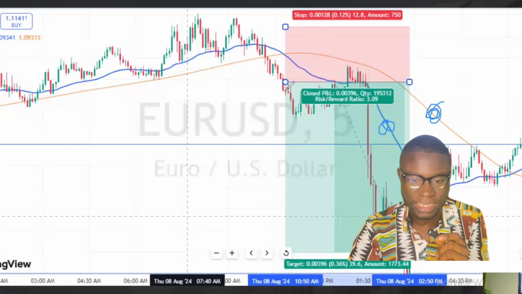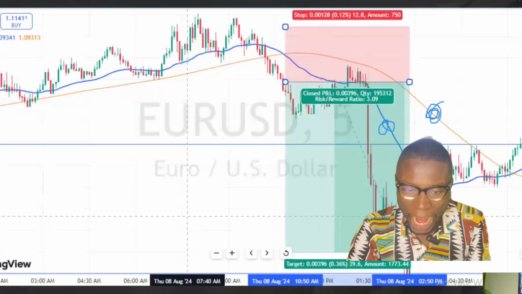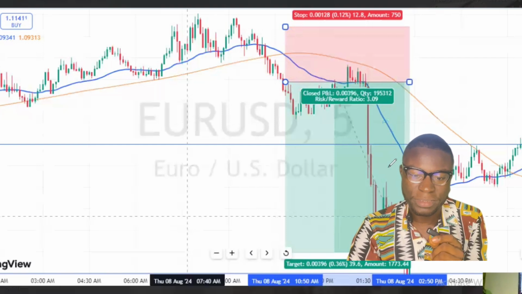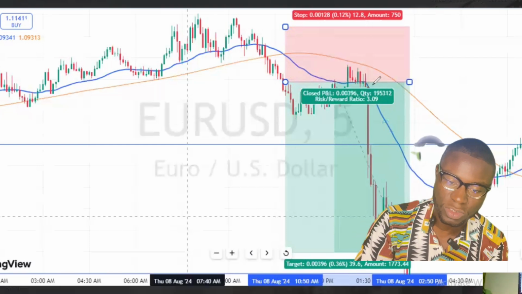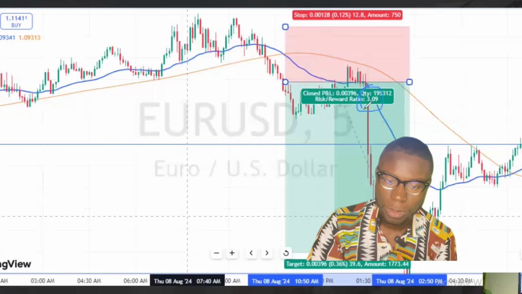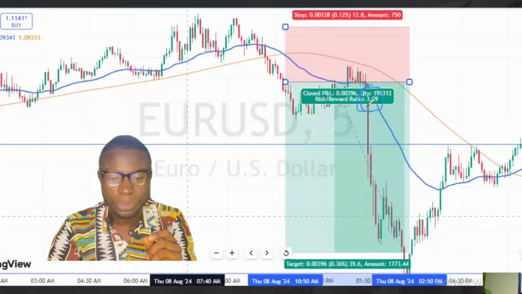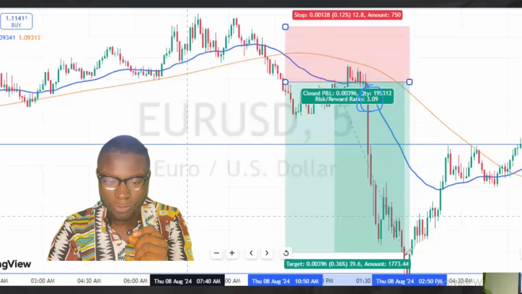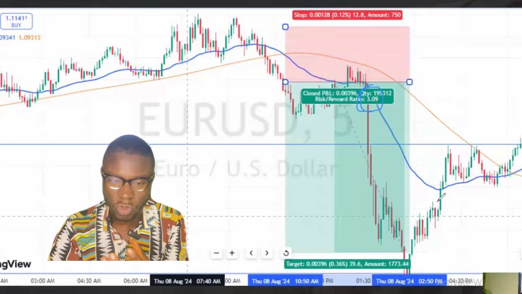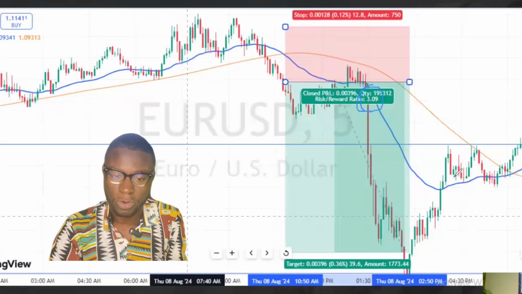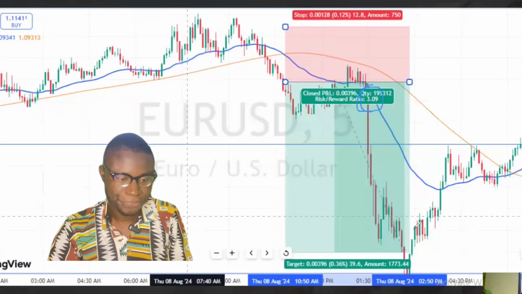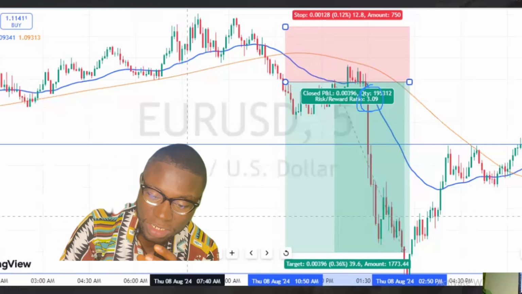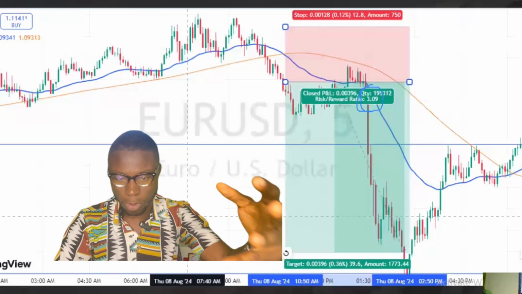Okay, so for here I was targeting, like I told you, you must target a minimum of 1:2 risk reward ratio, but you can target more. So here I targeted 1:3 risk reward ratio, and as you can see, price hit my take profit very easily before going back to close above the moving average. So here I'm already out of the market. So it is very simple.